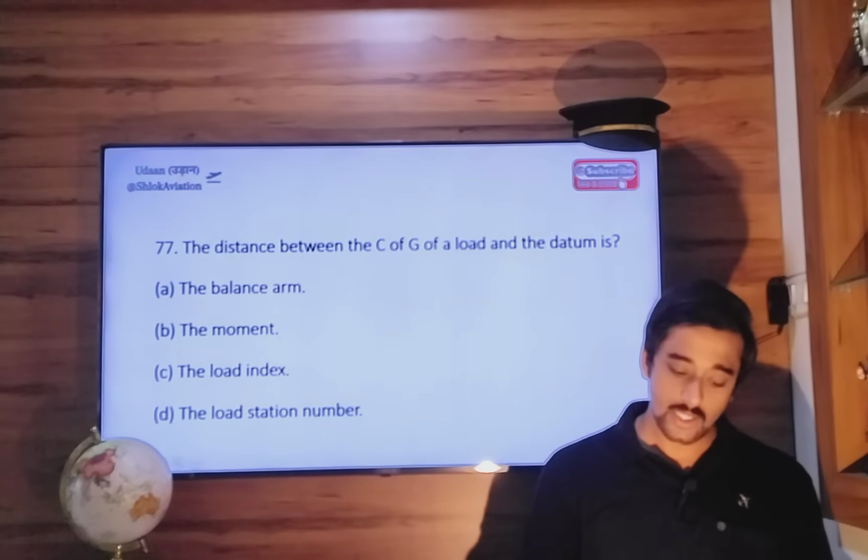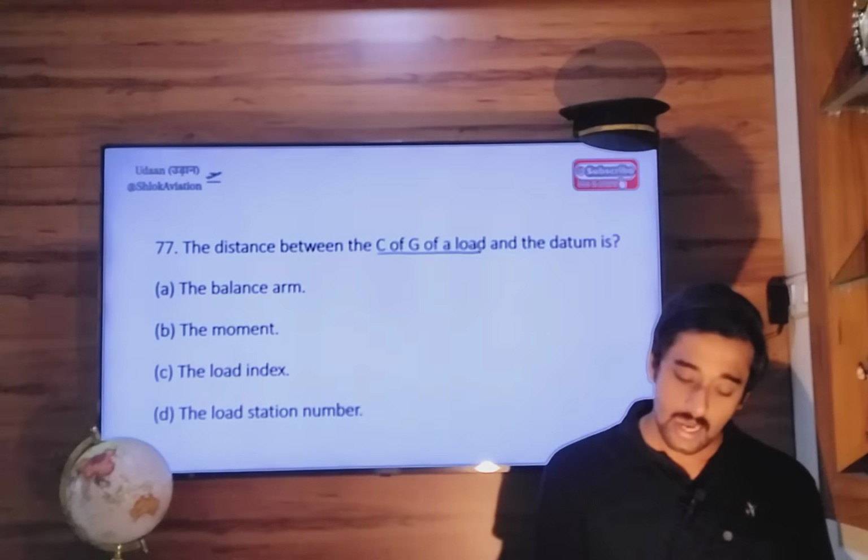Next, the distance between the center of gravity of a load and the datum is called, so let's say this is your aircraft.